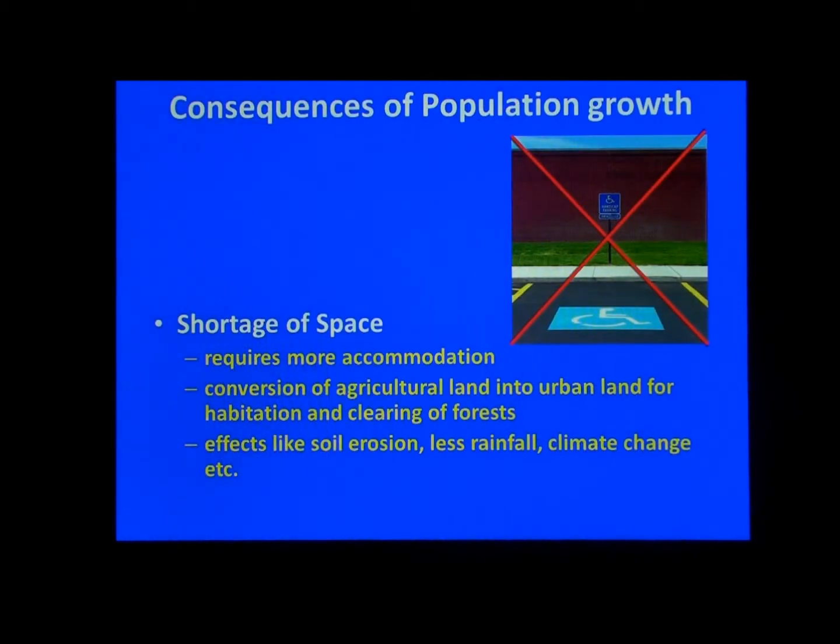So what are the consequences? There'll be a shortage of space because people require homes, and in order to do that they need land, so they need to destroy forests and habitats. This will affect us because there will be soil erosion, less rainfall, and climate change.